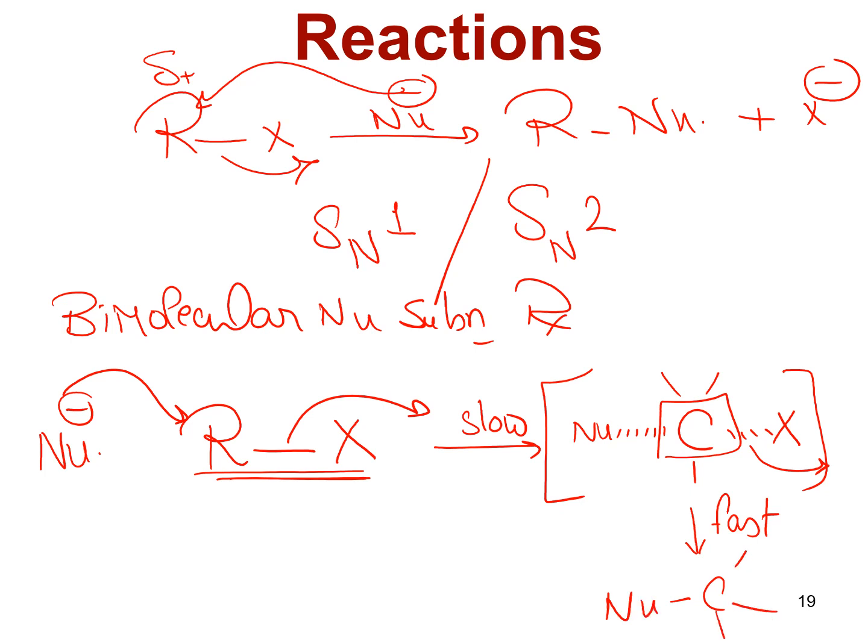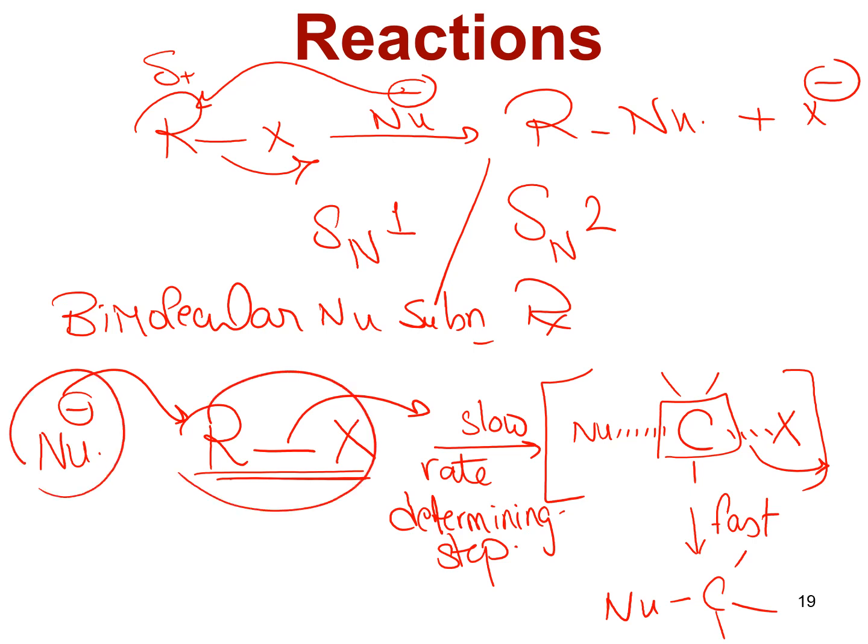So the first step is the rate determining step. We usually say that the slowest step in the reaction is the rate determining step of the reaction. It determines the rate of this reaction since it is a very slow step. It involves two moieties, the nucleophile and the alkyl halide. Both are present in the first step. So this is a bimolecular nucleophilic substitution because the rate determining step is controlled by two molecules, the nucleophile and the alkyl halide. And this is why we say that this is bimolecular.